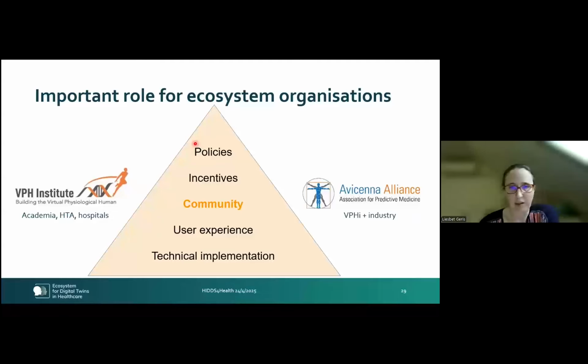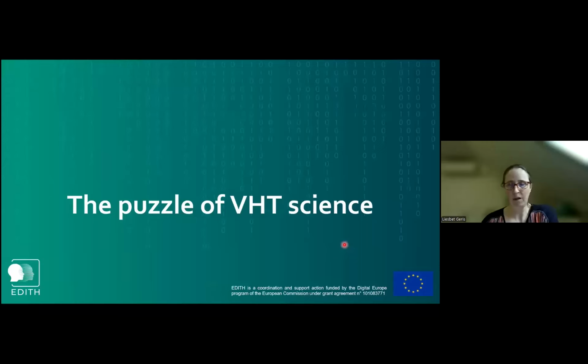Here I have another image of how this works when we're talking about ecosystem organizations. So we have on the left-hand side the VPH Institute, which is representing nonprofit organizations. On the right-hand side, the Avicenna Alliance, which represents industry together with the nonprofit organizations. And they really sit between the technical implementation, who are the members of these societies, and then the policymakers, who we are speaking to together as a community.